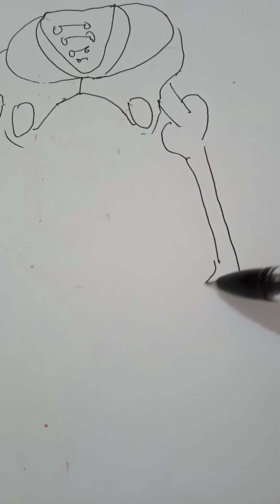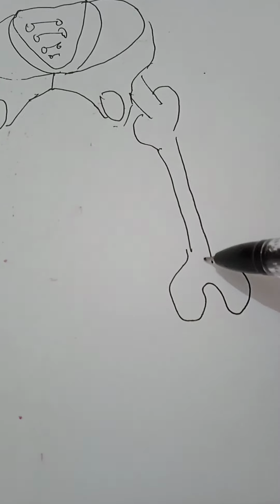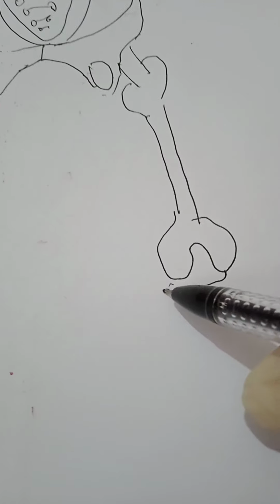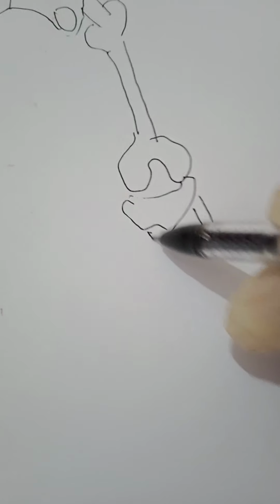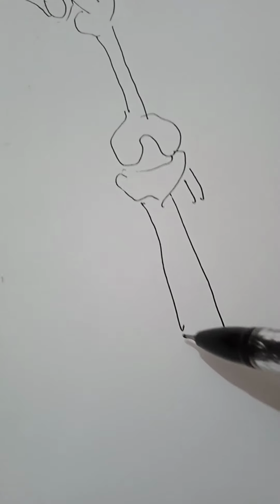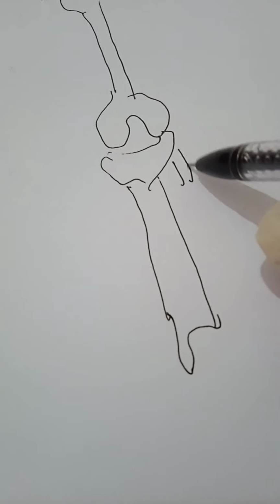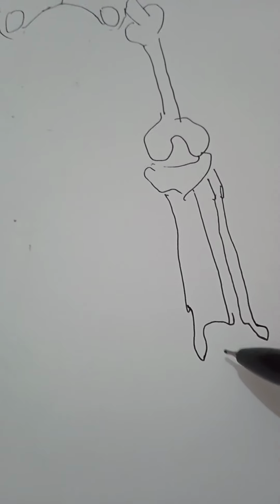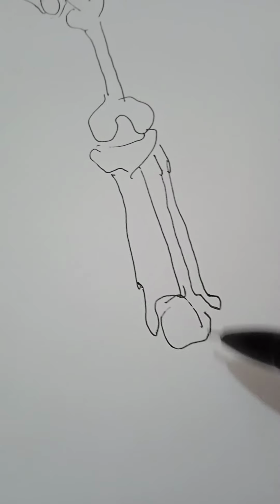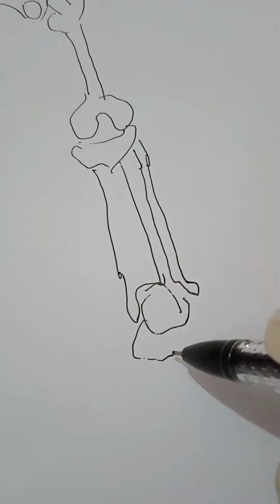Here is the medial condyle. This is the lateral condyle. This is the tibia, and here is the fibula. This is the shaft of the tibia. Here is the medial malleolus, and this one is the lateral malleolus. Here is the talus, and this is the calcaneum.